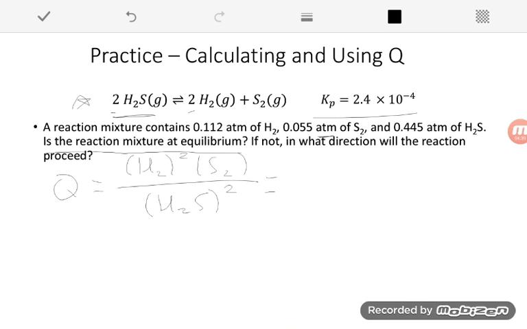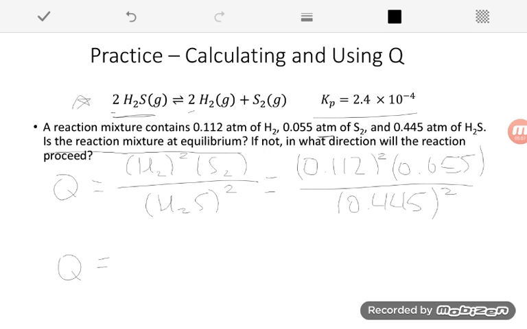Don't forget about your coefficients there. So I have the expression, and now I just need to plug in my values. H2 is 0.112 squared, and Q is unitless, so we don't have to worry about units. S2 is 0.055. And H2S is 0.445, squared. Don't forget about your exponents. So we plug that into my calculator and we see that Q is equal to 3.48 times 10 to the negative third.